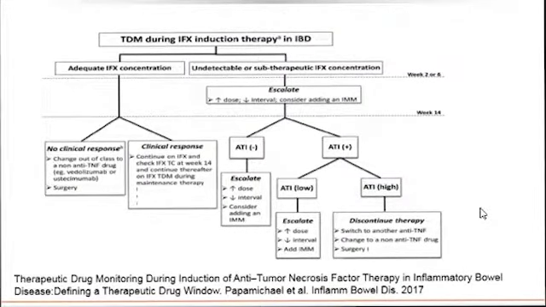This is a nice diagram explaining how to approach during induction. You evaluate your patient between week 2 and 6. If you have adequate drug level and there is no clinical response, then you change out of class. If there is clinical response, you continue, and then at week 14, if there is a high presence of antibodies, you switch to another class or change to another anti-TNF. If there are low antibodies, then you escalate the medication.